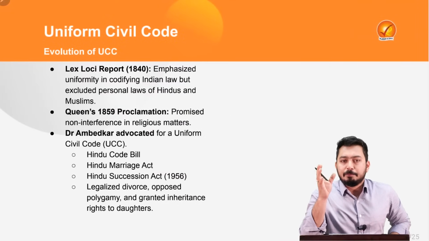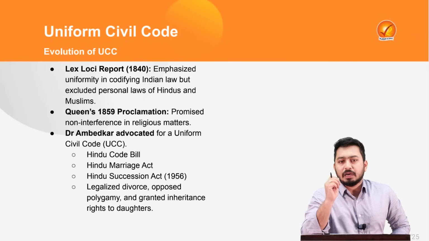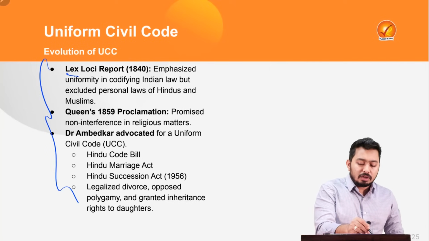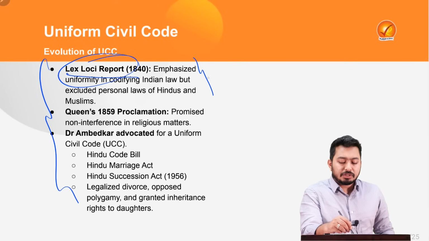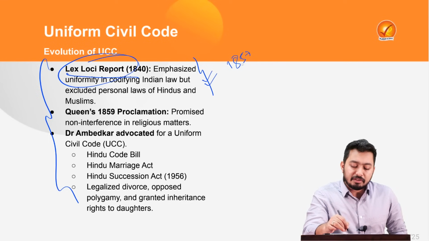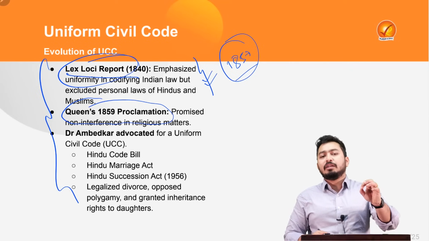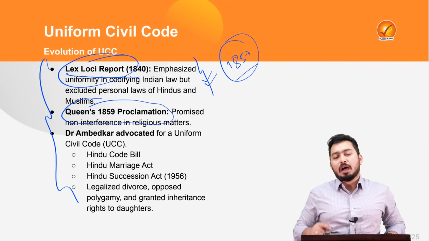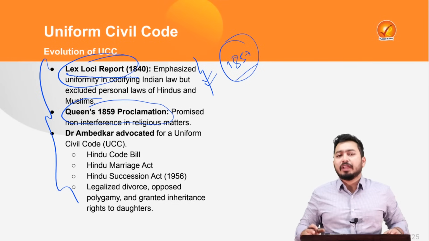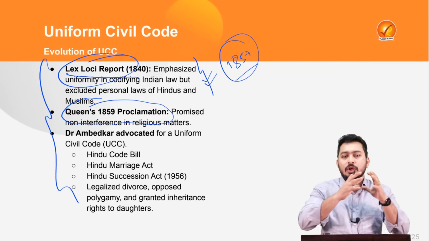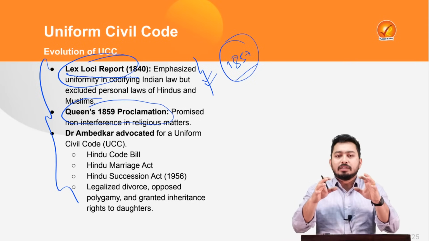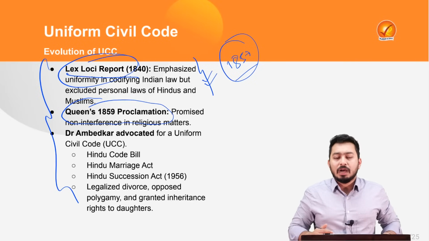Now we must look at the background, the backdrop of this Uniform Civil Code. If there is a 15 marker or you are using this in your essays, you should have some depth of content in such topics. Looking at the Lex Loci report of 1840, the Britishers, the colonial rulers, wanted to implement a uniform civil code. However, they did not. Post the 1857 revolt and in the Queen's 1859 proclamation, they ensured that they would not interfere in the religious matters and the cultural aspects of Indian people and communities. You have different sects, different religions. Within those communities, the colonial government would not interfere, because they did not want this divided society to be united again against the Britishers.